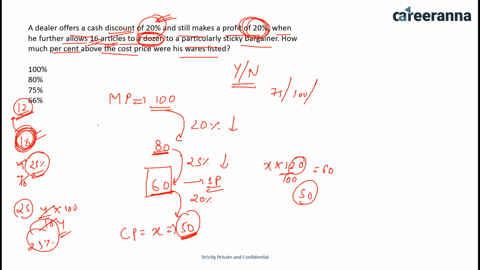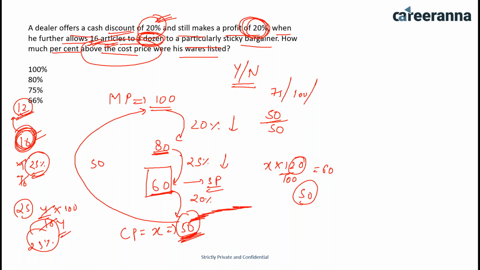Now, what is the question? How much percent above the cost price were his wares listed? So cost price is 50. Please try to understand, marked price is 100. So what is the difference? 50 divided by 50. I have to find out the percentage on cost price, right? 50 is the difference. You can see I have to find out above the cost price. So cost price is this. Above the cost price, it is 50. So I have to calculate percentage. What is the answer? 100%. Is it clear to everyone? Very easy question.